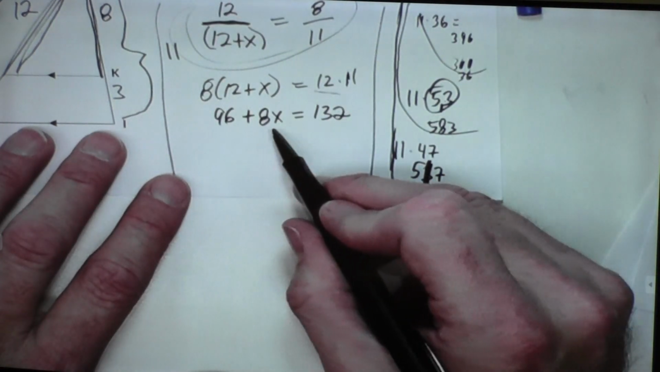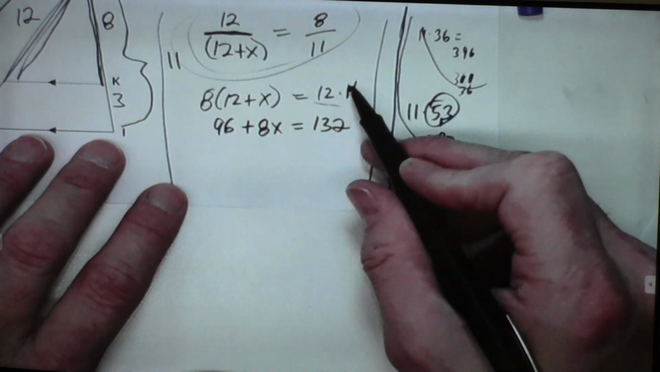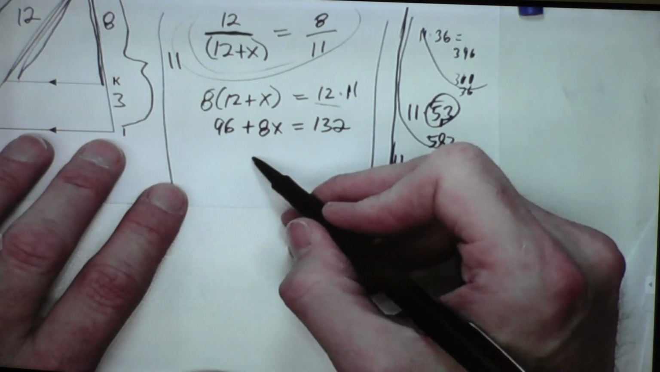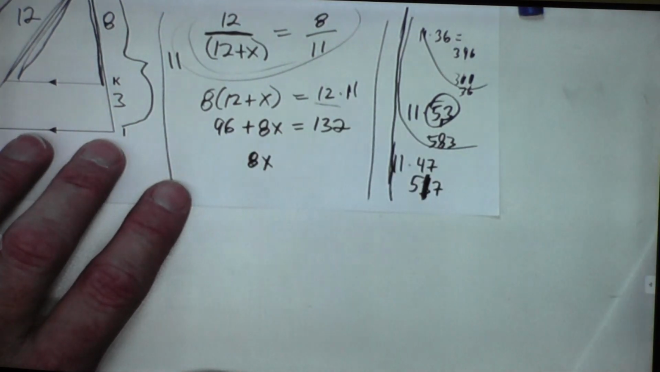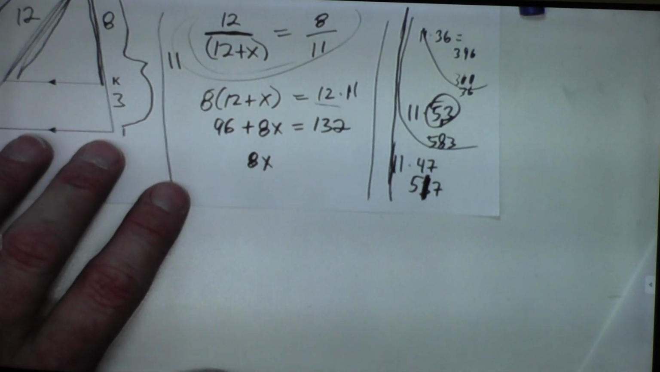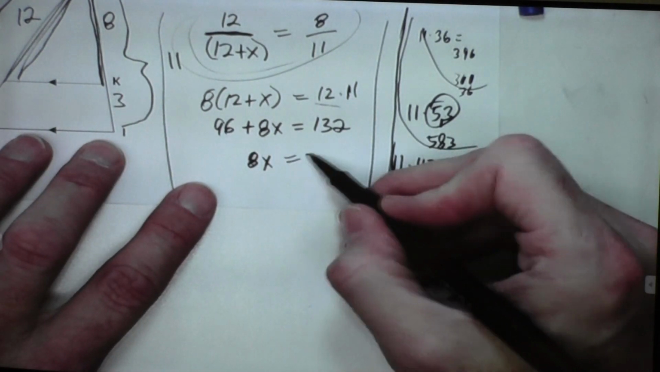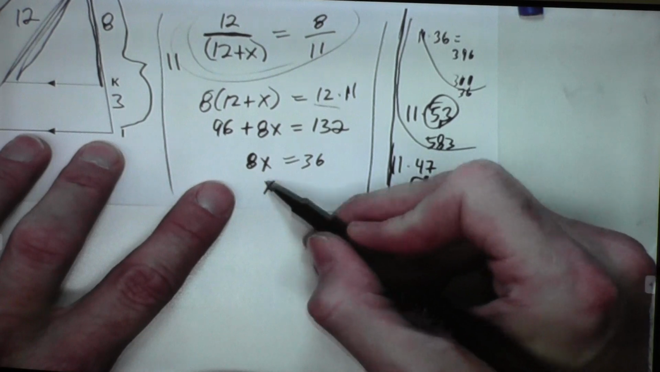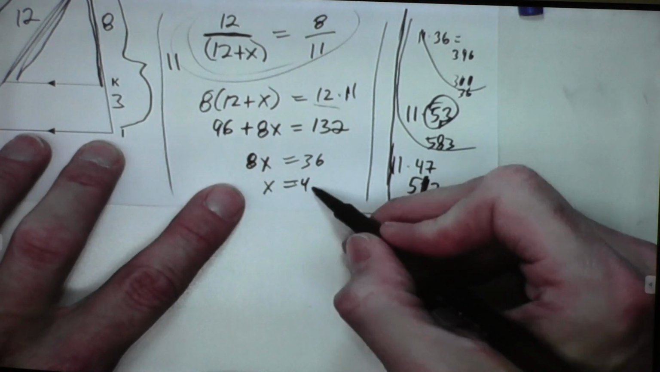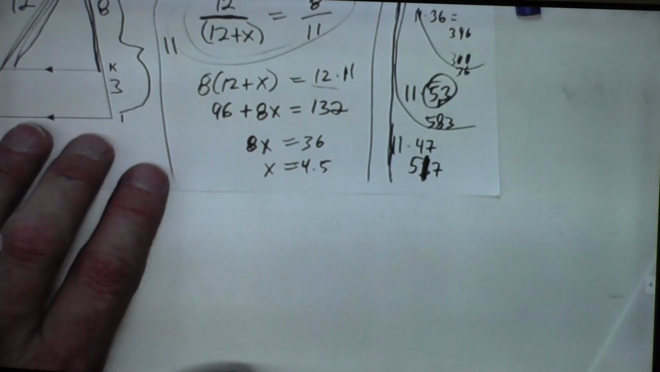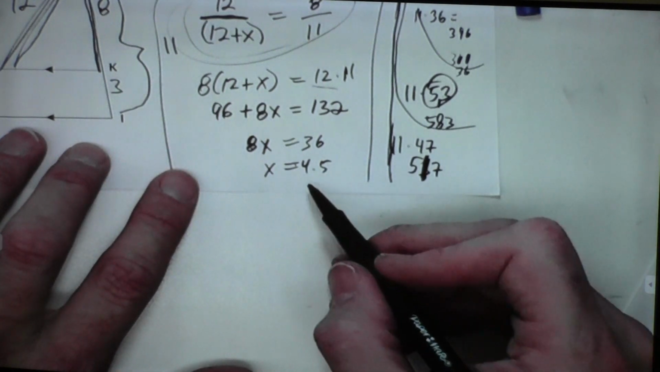So I have 96 plus 8x equals 11 times 12. Let's continue to solve it. Subtract 96, and I have that written down somewhere, but I forgot what it was. It's 36. And when you divide by 8, you get 4.5. Okay? Now, I got that x equals 4.5.